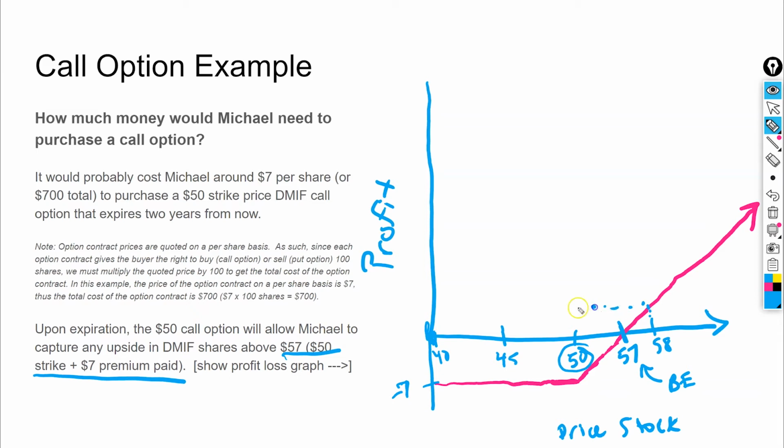If we were to go back here, that should be $100 of profit, or $1 of profit, right? Which is $100 because you multiply it by 100. It goes up to 59. This would equate to $2 of profit, or $200. So you can see how that works.